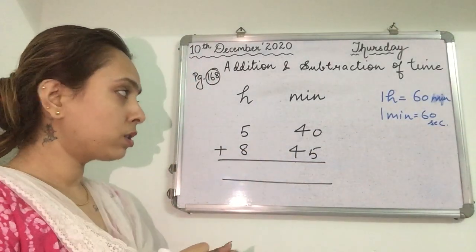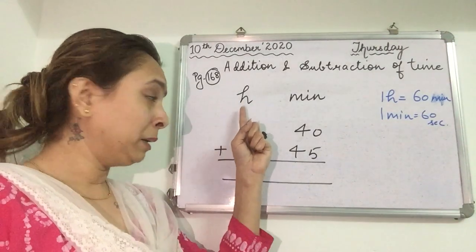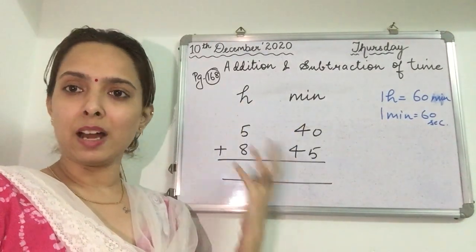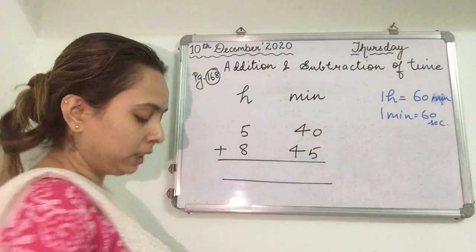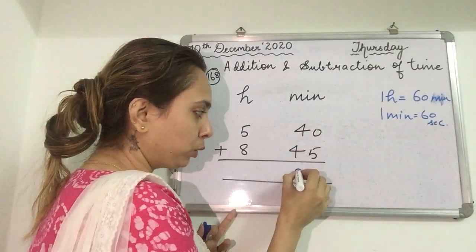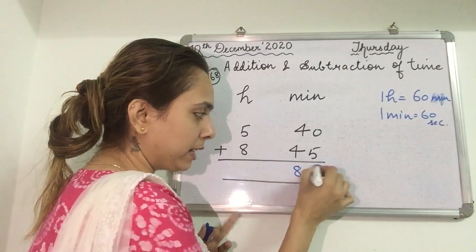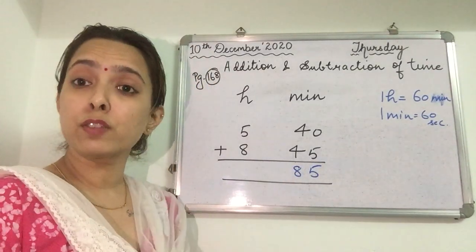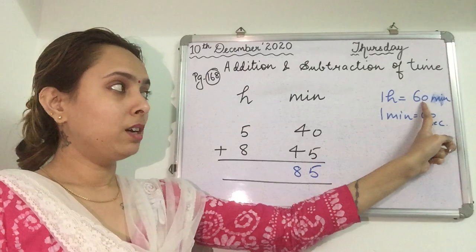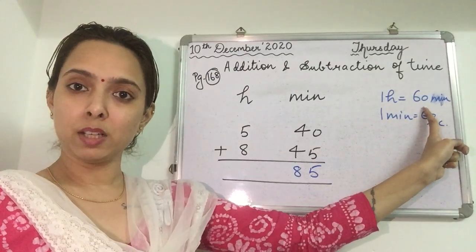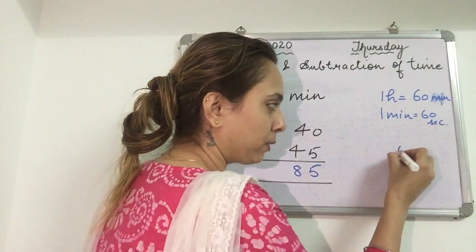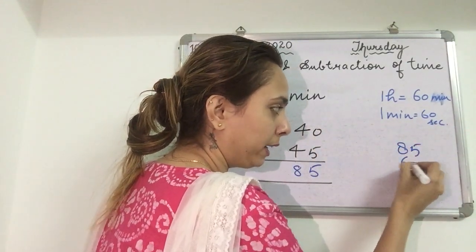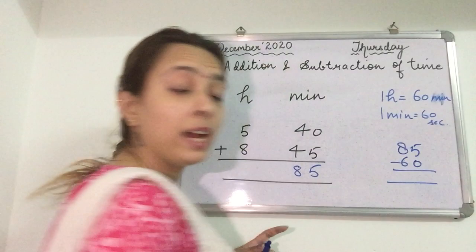Earlier the question was in minutes and seconds. Now the question is in hours and minutes. So we have to follow the same method. We will add these two. Students, you will see that we are getting the answer as 85. Again, this 85 is more than 60 minutes. Yes, it is more than 60 minutes. So we will subtract 60 from 85.